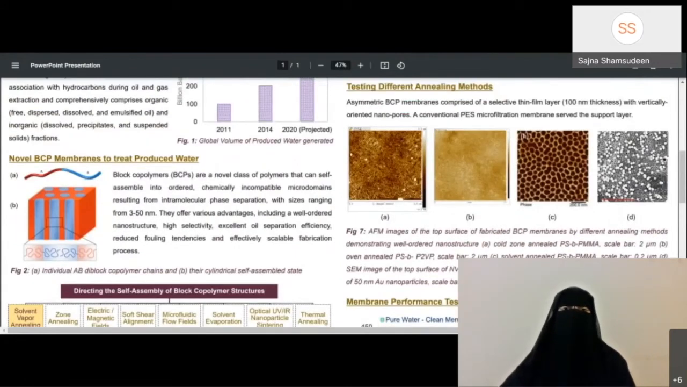The figures on the right exhibit the top surface of the thin film BCP layers ordered by different annealing methods. They are generally characterized by well-ordered, vertically oriented nanopores. In comparison to the other methods, the non-volatile solvent annealing method is simple, rapid, energy efficient, and cost-effective. These advantages provide opportunities for this technique to be incorporated into large-scale manufacturing processes.